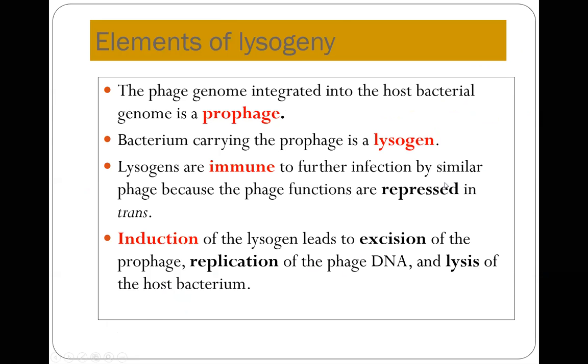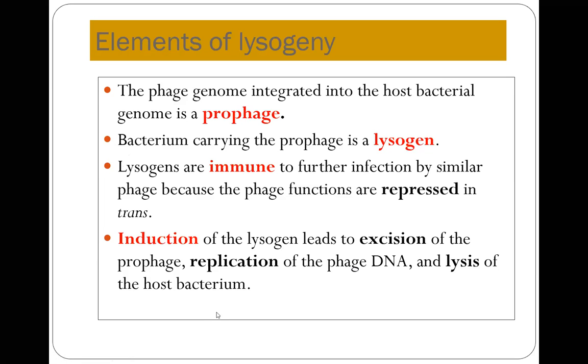Now, elements of lysogeny. What is lysogeny? The phage genome integrates into the host bacterium cell and is referred to as a prophage. The bacterium carrying the prophage is referred to as a lysogen. Lysogens are immune to further infection by similar phages because the phage functions are repressed in trans. Now, I'm going to explain this process. Induction of lysogeny leads to excision of the prophage, replication of the phage, and lysis of the host bacterium.